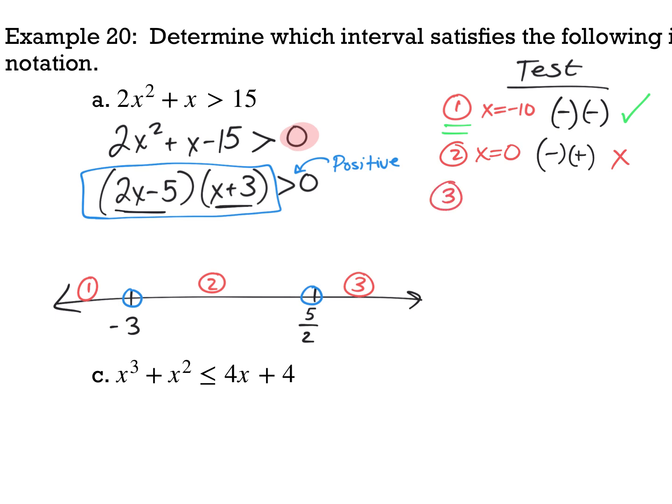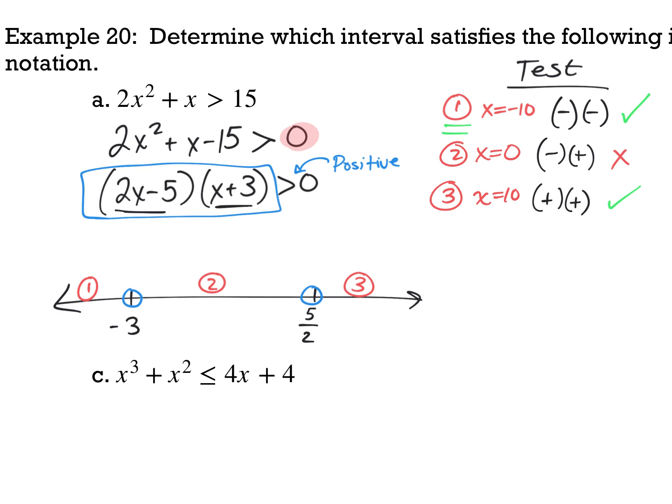Now we're going to test our third. Our third, again, I'm going to use x equals 10. It's arbitrary, just a large positive number, and what I find is that I'm left with 2 positive values, and when we multiply positive values, we get a positive product.